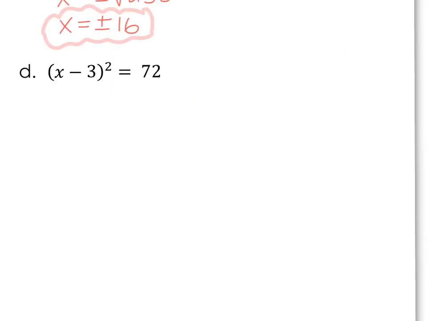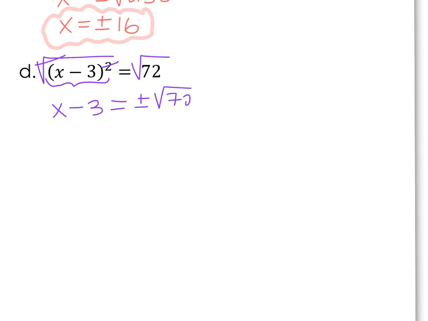Okay, we have one more scenario where this is going to be helpful. For example D, we have x minus 3 in parentheses squared equals 72. If this entire term is being squared, we can get rid of the squared right away by taking the square root of each side. It cancels out the squared, but we are stuck with that x minus 3. That doesn't change. And on the right, what we also have to remember is that the plus or minus will go out in front of that 72.